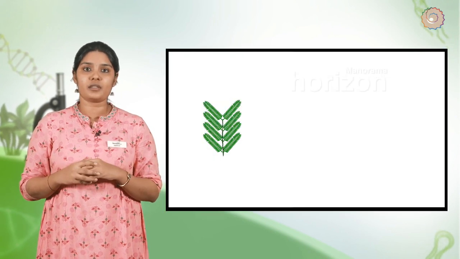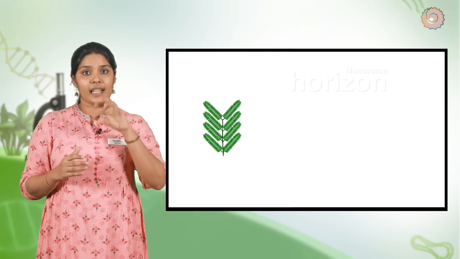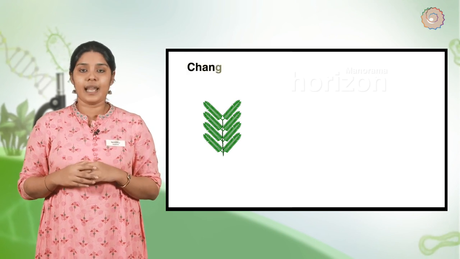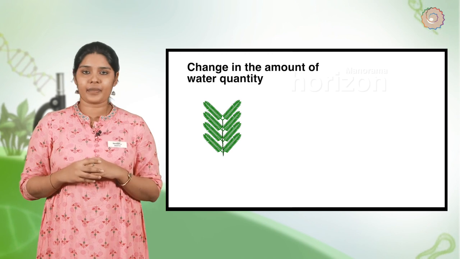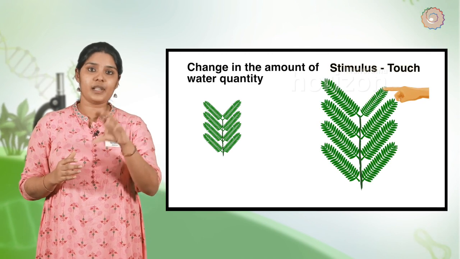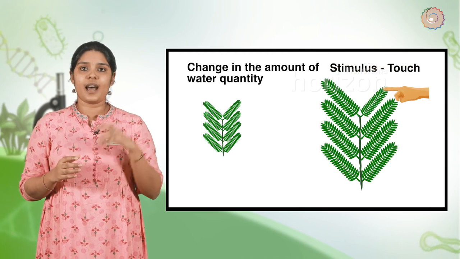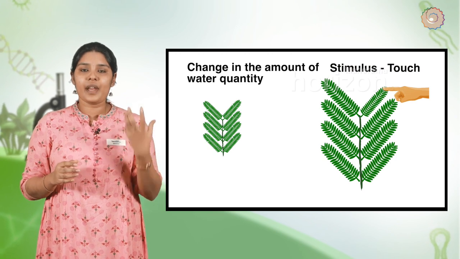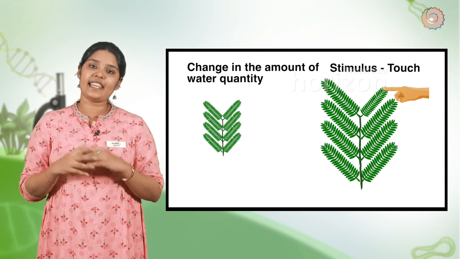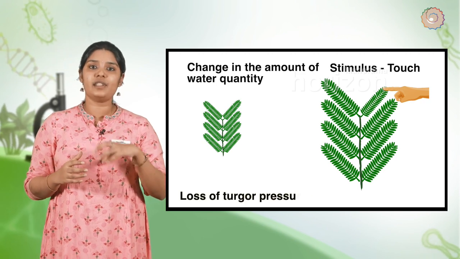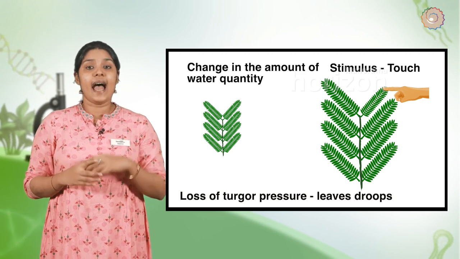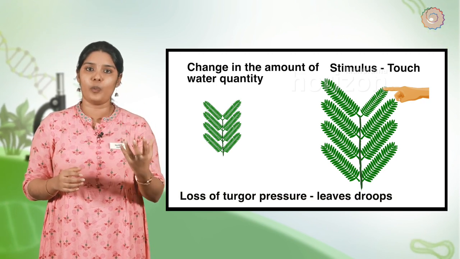These kinds of changes occur due to the changes in the amount of water in the leaves. Depending on the quantity, they either swell up or shrink. Our touch acts as a stimulus here. Some chemicals are released from the stem when we touch the plant. These chemicals force water to move out of the cell, leading to the loss of turgor pressure. As a result, the leaves droop.